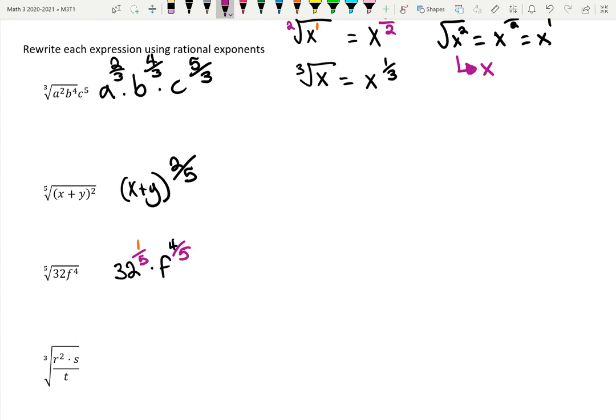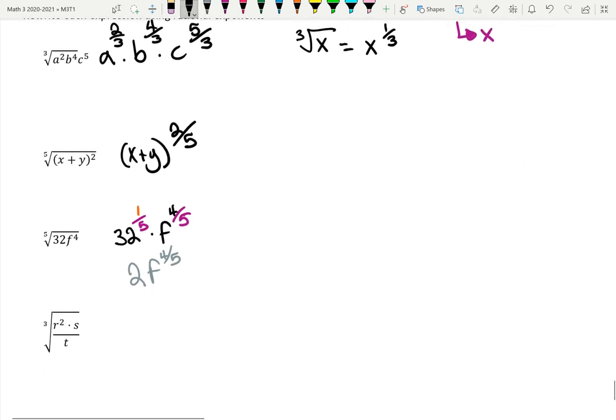And I'm done. I can simplify this if I want. If you know that the fifth root of 32 is 2, you can go ahead and do that one extra step. My final example is just to communicate the following: when I rewrite it using a rational exponent, the denominator is included as well.